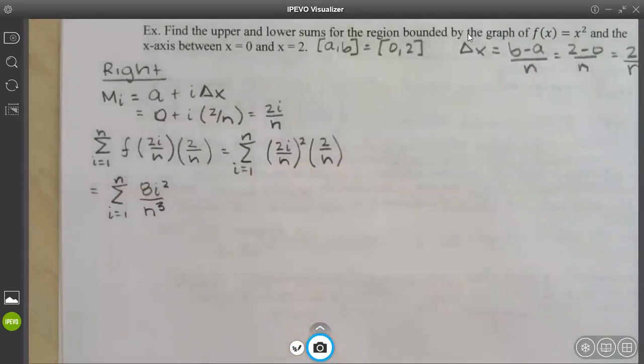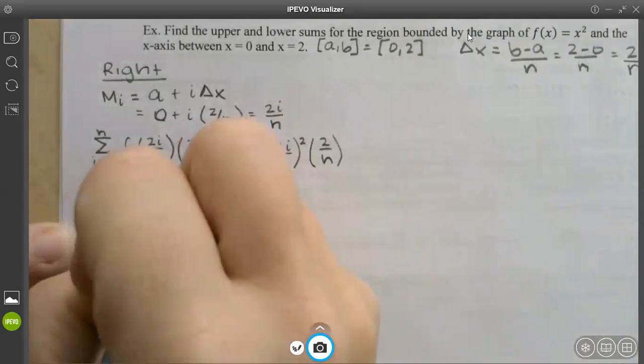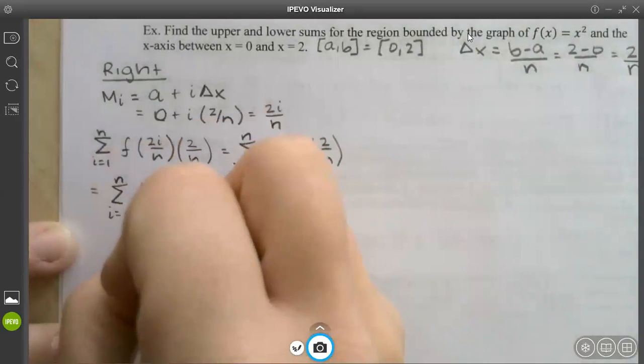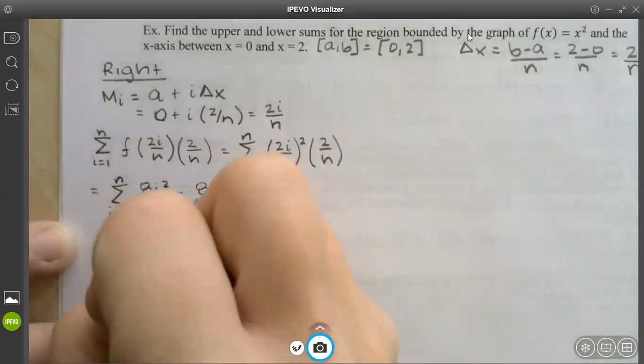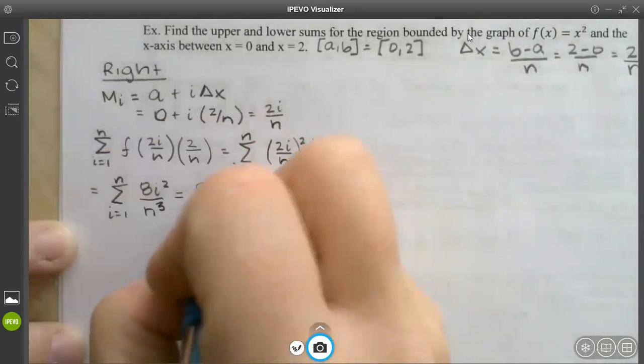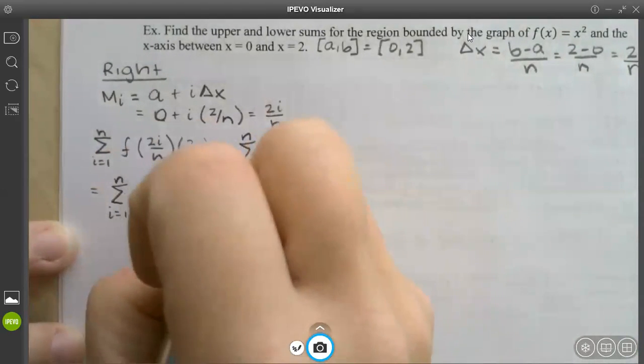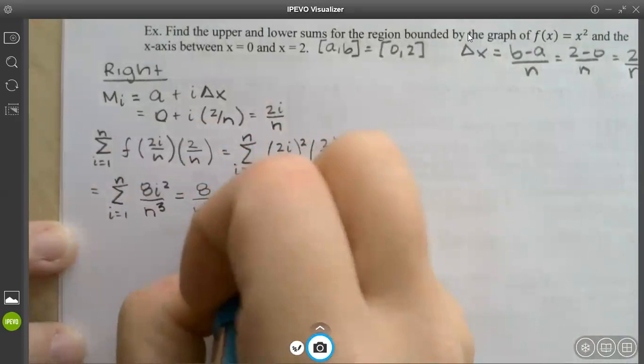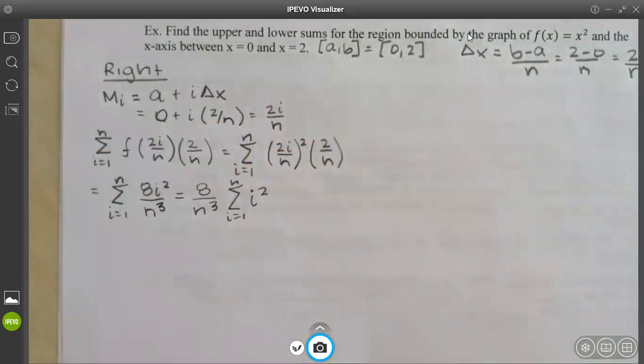How did I clean this up on that last one? What can I do? Think about your rules. Come on, guys. Yep, push your constant. No, not just eight. Eight over n cubed, summation of n, i equals one of i squared. What do I do now?